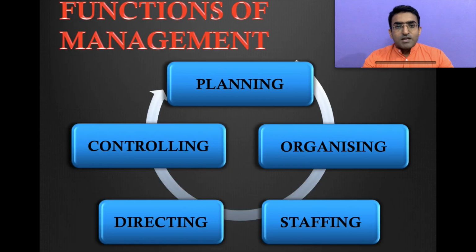So here we start. See, already we had a good talk regarding what management is. Management is a process. Now, management is a process of 5 functions: P, O, S, D, and C. Planning, organizing, staffing, directing, and controlling.